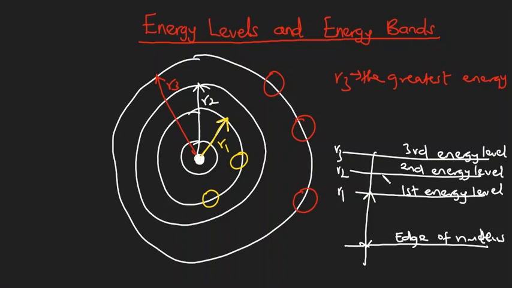When you get to R2, the distance from the edge of the nucleus to the second energy level, we can see that it's longer than R1. So we can conclude that the second energy level is greater than the first energy level, and likewise the third energy level, it has the greatest energy level. So that's what I want to mean from this.